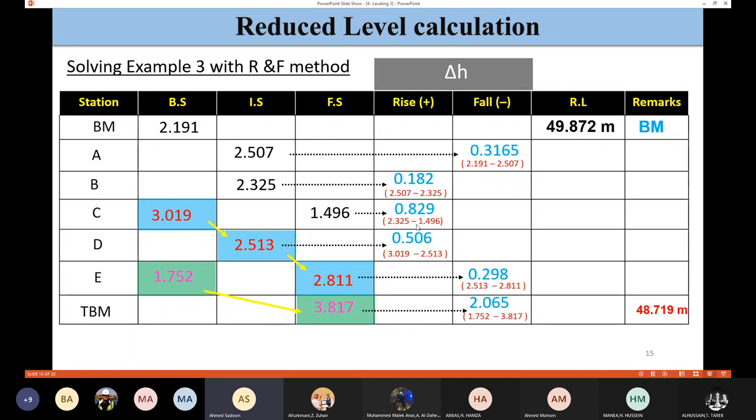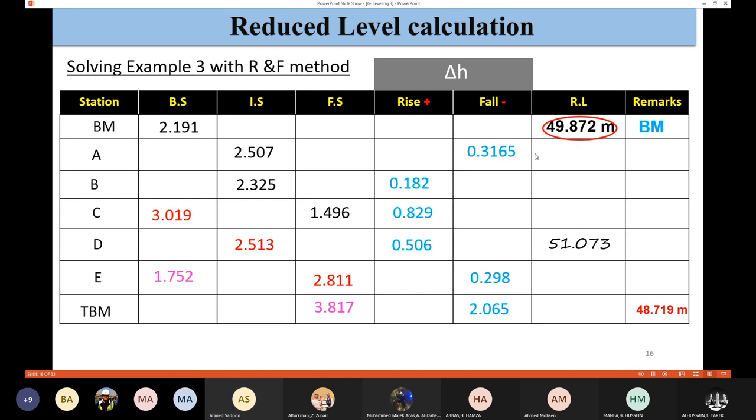Now I have determined all the differences between the consecutive points. Now I'm in position to determine the reduced level. So now the reduced level of the point A is going to be the reduced level of the previous point minus the fall. So this one minus that value is going to give me the reduced level of the point A. Now, what about the reduced level of the point B? In this case, I'm going to use the previous reduced level plus the rise because this time we have a rise. So this value plus that value is going to give me the reduced level for the point C.